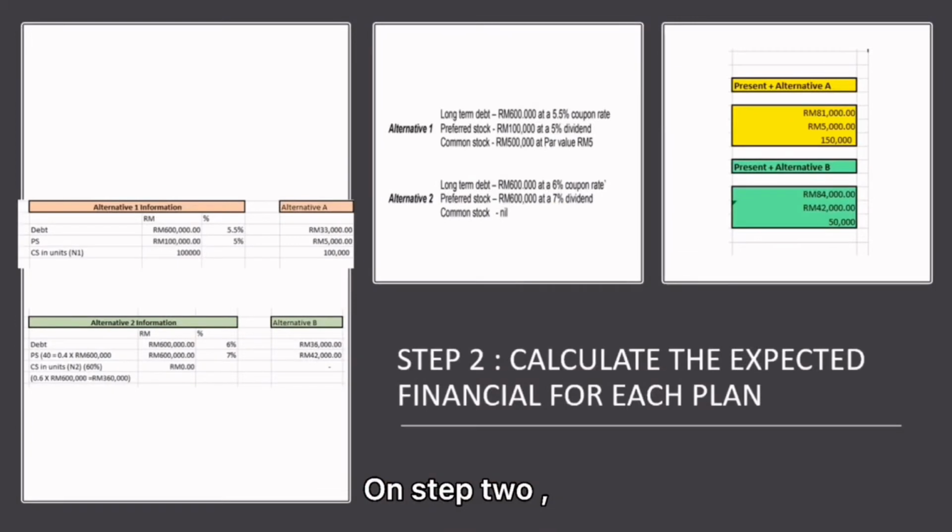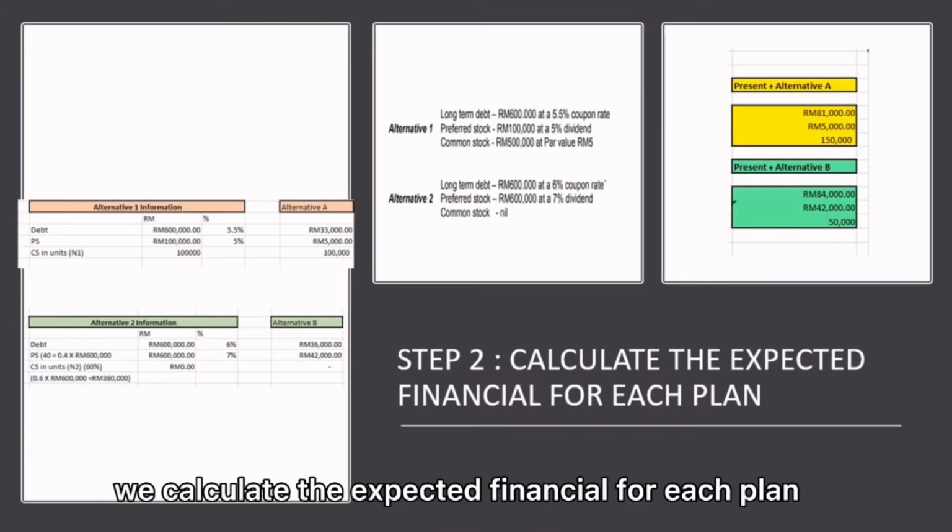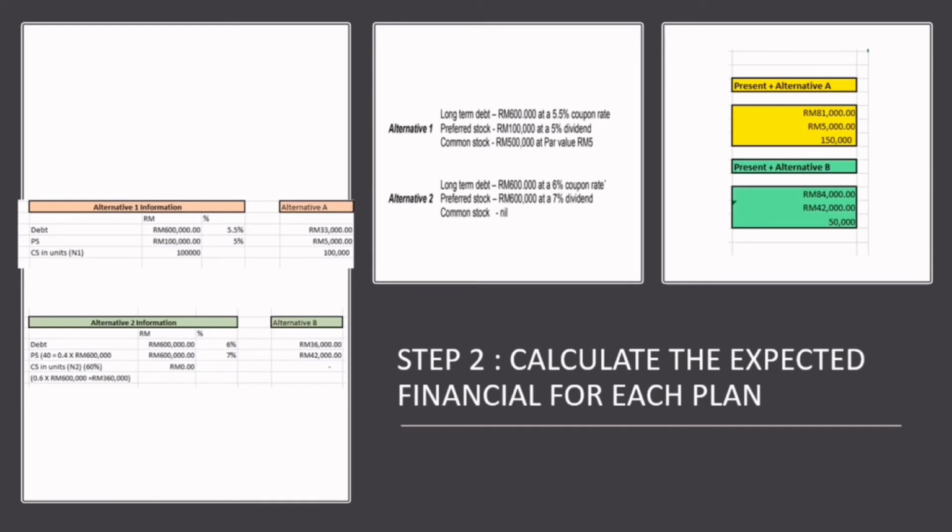Move on to step 2. We calculate the expected financial data for each plan. We calculate alternative 1 and alternative 2 plans the same as before, using the same formula.